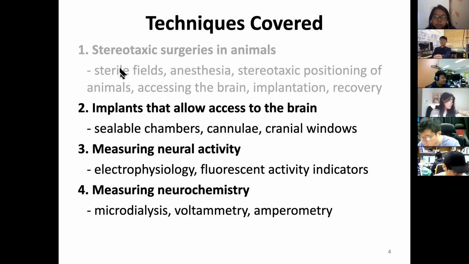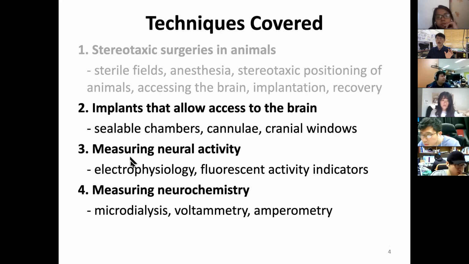So what techniques will we be covering? Last time we talked about surgeries in general, and now we will be a little more specific about implants that will allow access to the animal brain. For that, we'll talk about chambers, cannula and cranial windows. In the last demo, you will be performing mouse brain surgery yourself to install cranial windows.